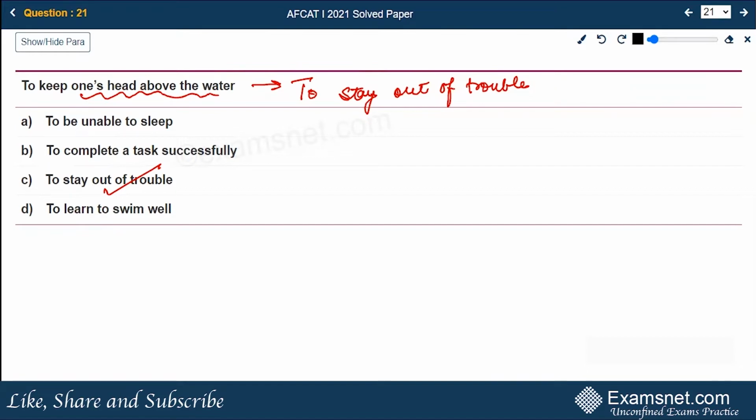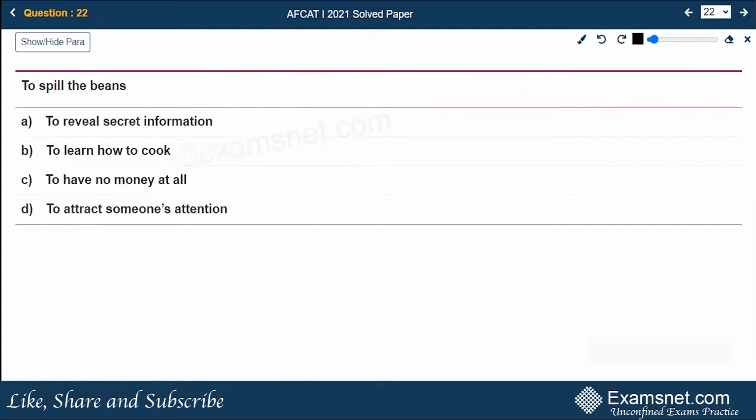Next, question number 22. To spill the beans. It means to reveal the secret, to reveal someone's secret. I don't have contact with his other staff to spill the beans. Okay, so option A is your correct answer.